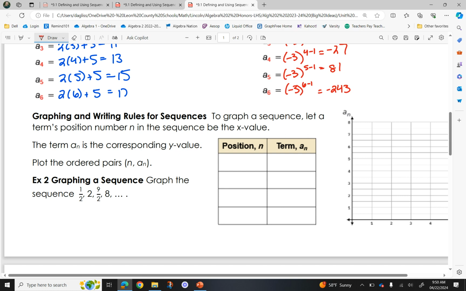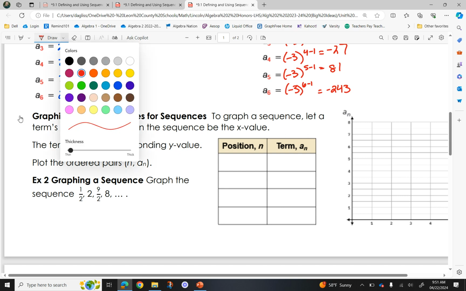To graph a sequence, let a term's position number n in the sequence be the x value. And then the term a sub n is the corresponding y value. We're going to plot the ordered pairs n and a sub n. So if my sequence is 1/2, 2, 9/2, and 8, the actual numbers in my sequence, that's your a sub 1, a sub 2, a sub 3, right? That's your outcome. Okay? What position is 1/2 in? 1. It's the first term.